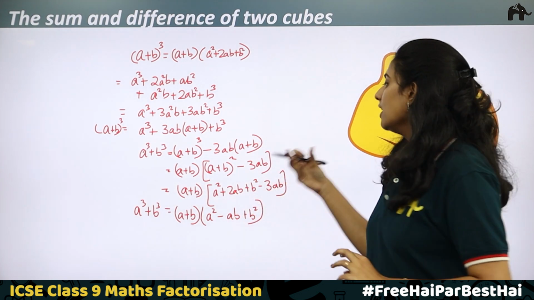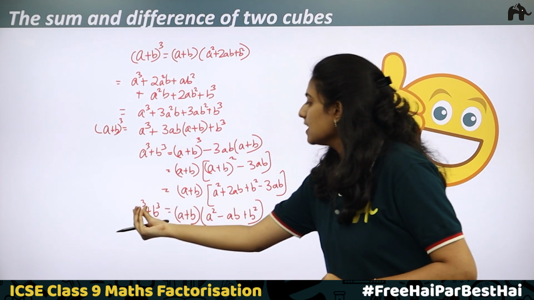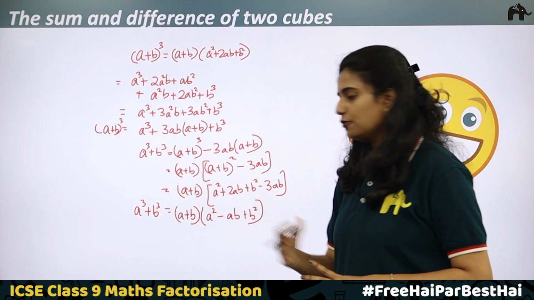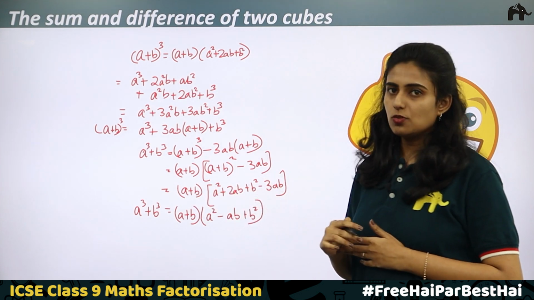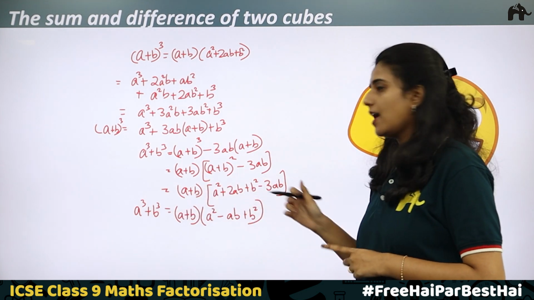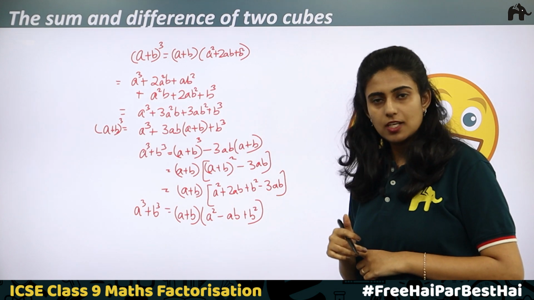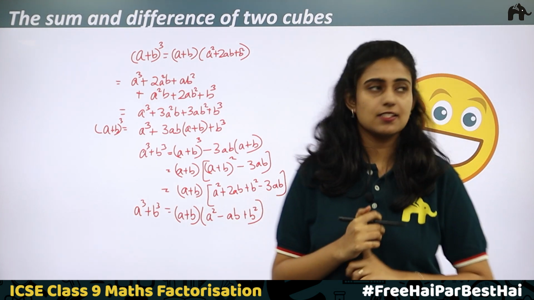So the factors of a cube plus b cube are (a plus b) and (a square minus ab plus b square). So if you are given some value for a and some value for b, let's say a is equal to 3 and b is equal to 2, then you can use this to find the factors. So this is how you will be finding the factors.